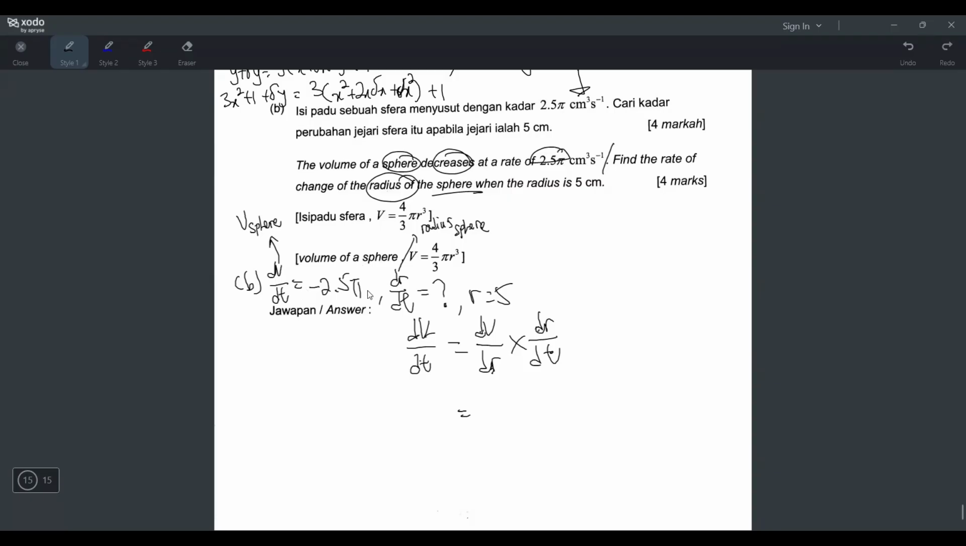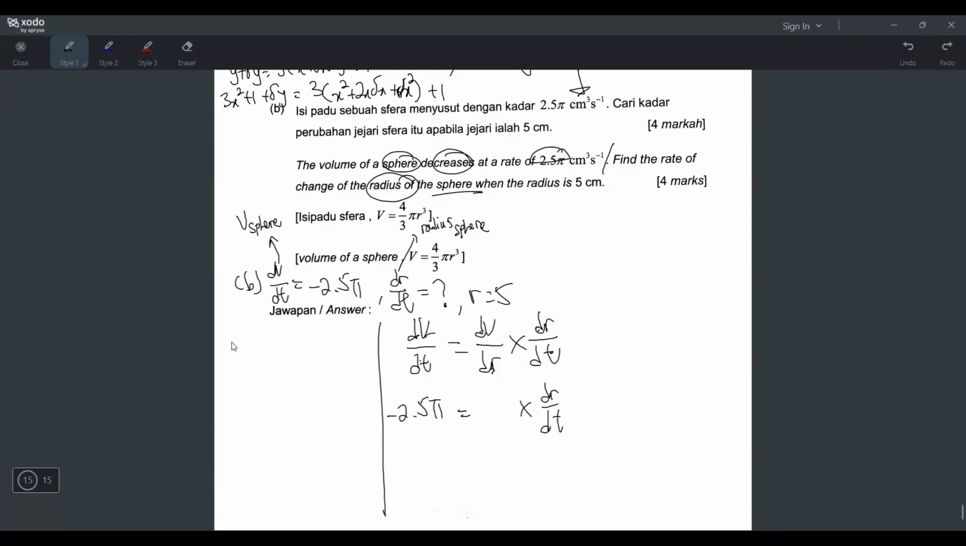dV dt, they given already, negative 2.5 pi. dr dt is the question mark. It means this is the final answer. This is what you want to find in the end, last kali. So what you need to find now is this lah, dV dr.